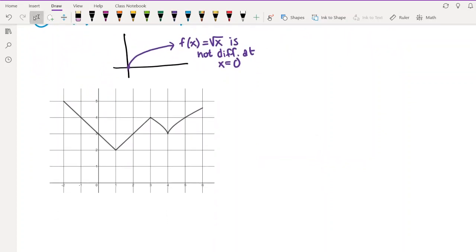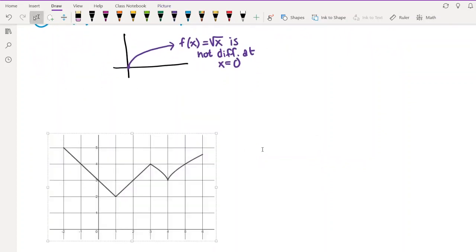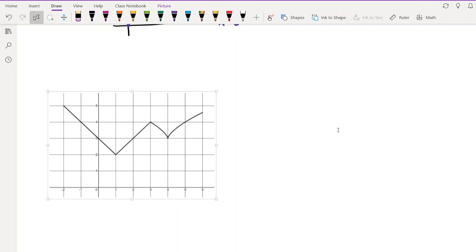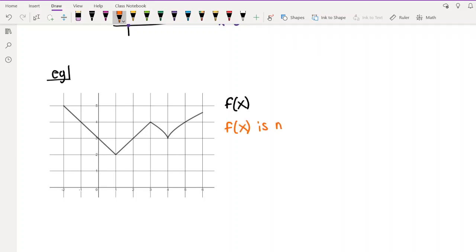Okay, so I want to look at one quick example to see some cases of where a graph wouldn't be differentiable. So for example, if this was your function f of x, so this is an example, then you would say in this case that f of x is not differentiable at x equals -2, right? Because that's an endpoint. You couldn't draw one specific tangent line at that endpoint.